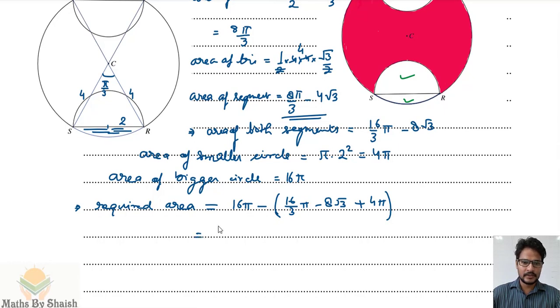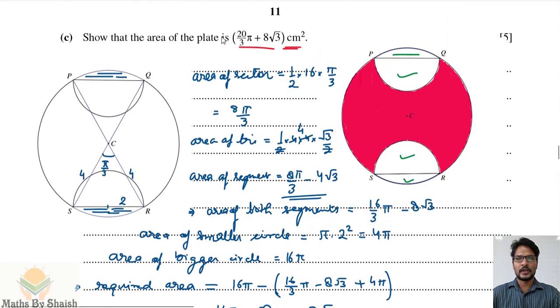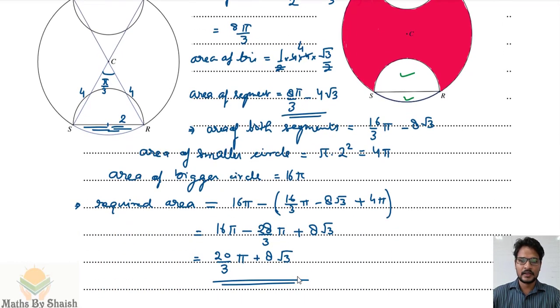So we will simplify it. It is 16 pi minus, this is going to be 16 over 3 pi, and 4 pi, so 4 3s are 12, so it is 28 over 3 pi, and minus minus becomes plus 8 root 3. And we will simplify: 16 3s are 48 minus 28 is 20, so it is 20 over 3 pi plus 8 root 3 centimeter square, and hence that is what we had to prove. So it is 20 by 3 pi plus 8 root 3 centimeter square, and that's the required area. I hope it is clear. Let's do the next question.